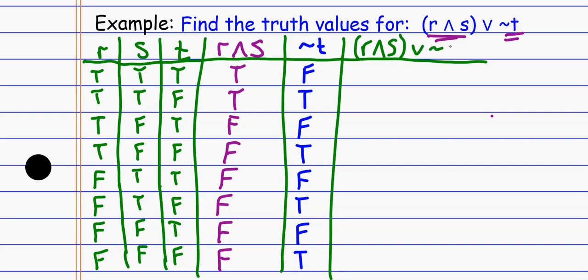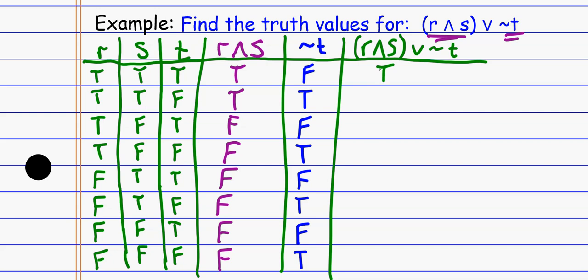or not T. And I go through and say, okay, I have R and S as a true, and I have not T as a false. So true or false, see, I'm just looking at the two columns I created in purple and blue. True or false, it's an or statement.